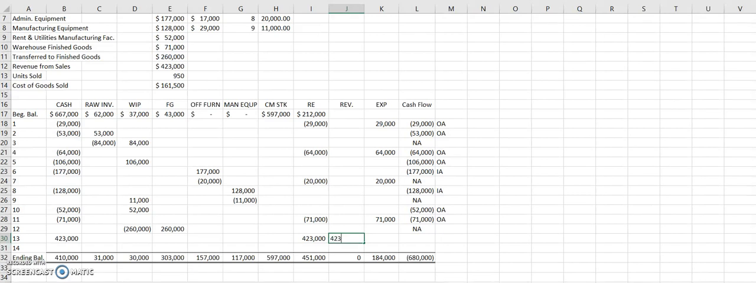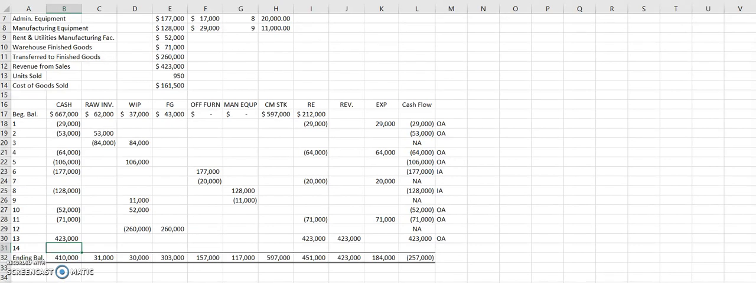And now for the first time in our framework here, we have revenue. We also have an increase in our cash flow. That $423,000 is going to increase our cash, so it's cash provided. Again, operating activity, our customers, it's something that hopefully we deal with every day, part of our operating activities.